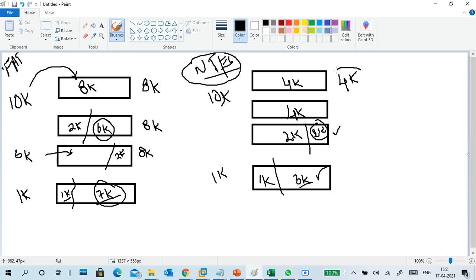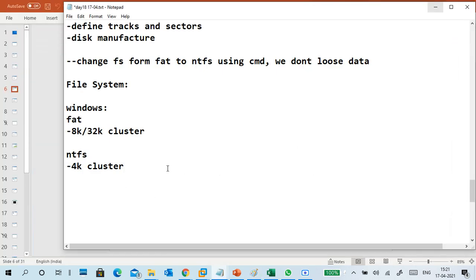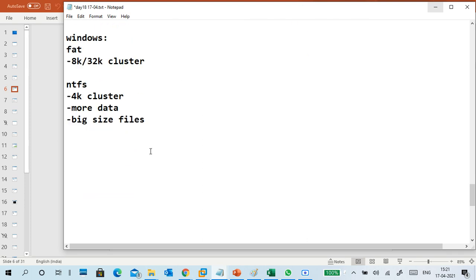The cluster size is smaller, so we can allocate and put more data, and big size files also we can put. And of course, NTFS has four or five features. What are the NTFS features, guys?